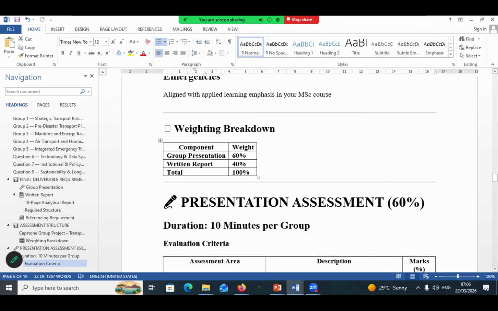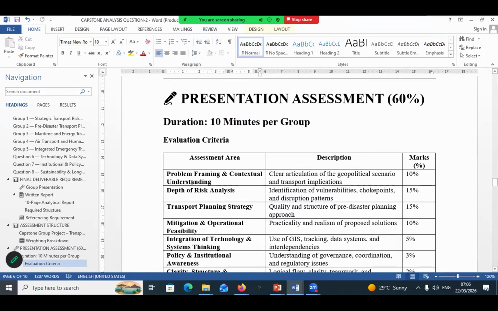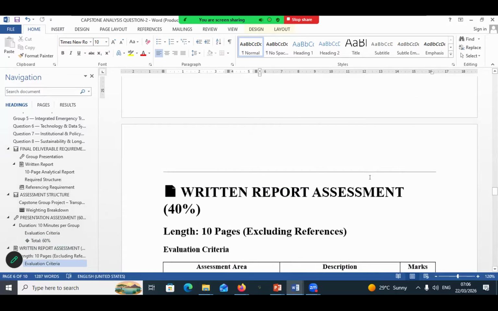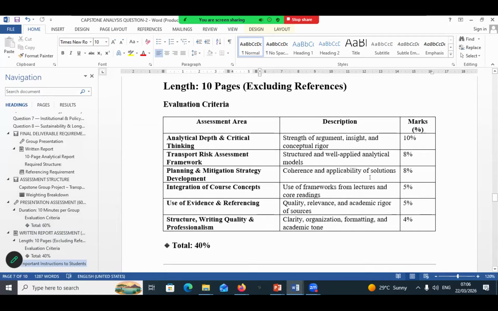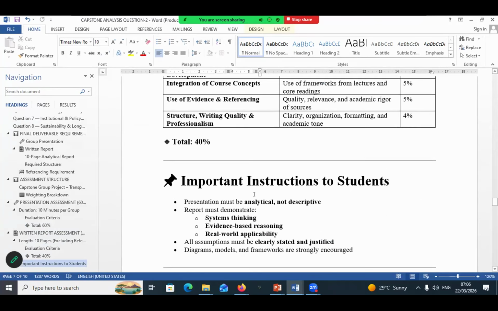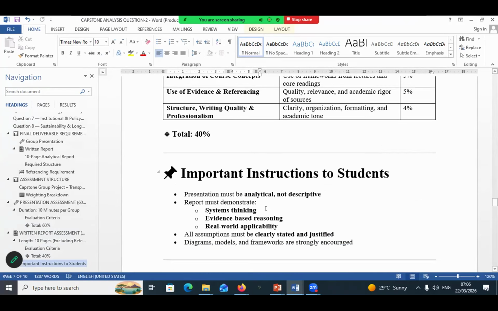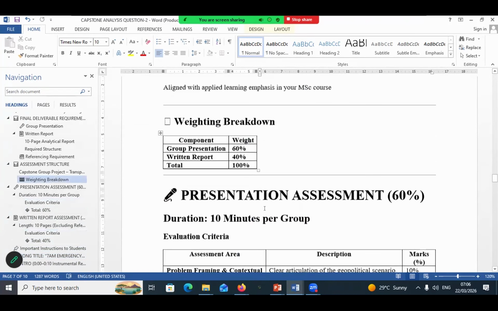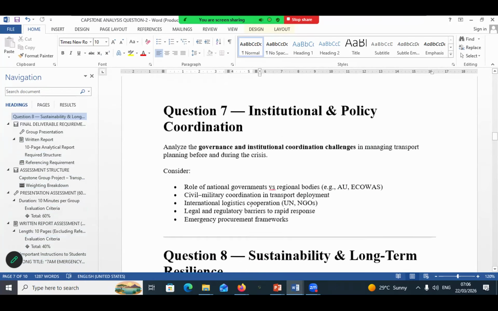this is the breakdown of the assessment. The presentation will take 60%. The report will take 40%. So the presentation, this is what I require. This is what we're going to mark. This is going to be the grading for the presentation. And then the written report, excluding references. This is what we have. So this is going to be your interim assessment. So just take note of it, study it, and then let's discuss.